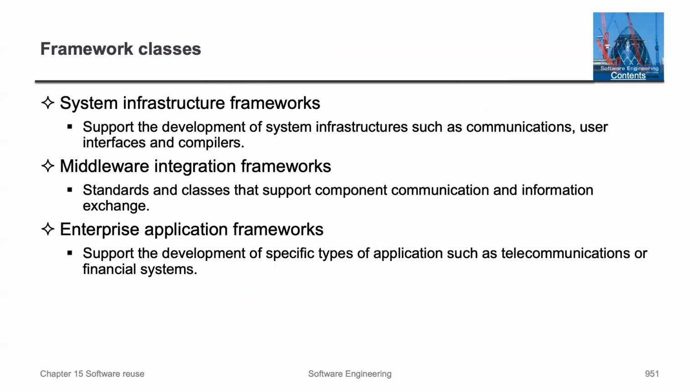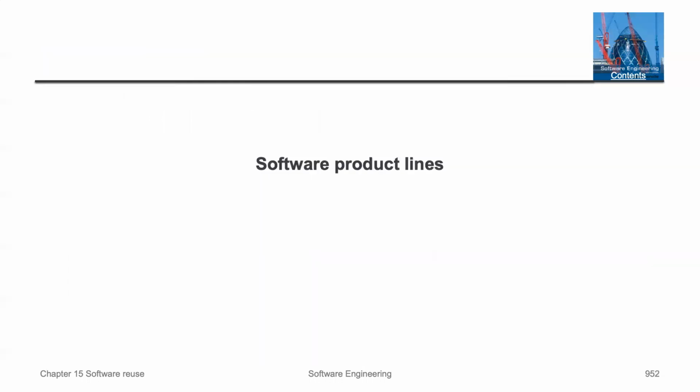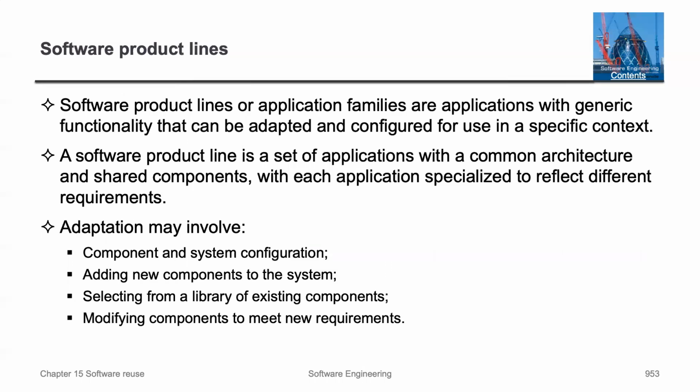So what are the types of framework classes? There are system infrastructure frameworks, which support the development of system infrastructure such as communication, user interfaces, and compilers. There are middleware integration frameworks, standards and classes that support component communication and information exchange. And there are enterprise application frameworks that support the development of specific types of applications such as telecommunications or financial systems.